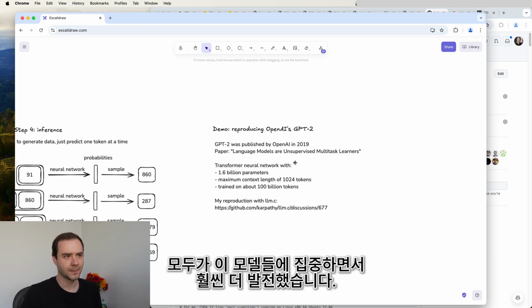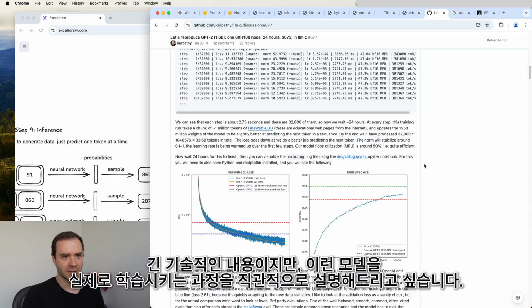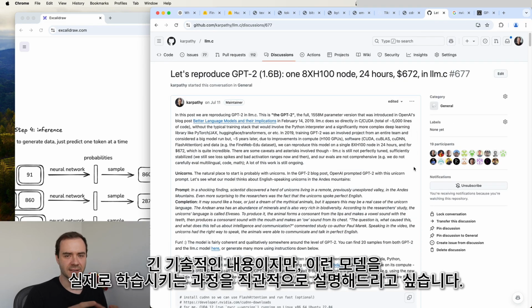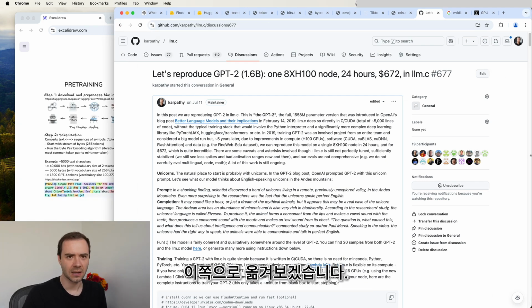Now, I'm not going to be able to go into the full detail of this GPT-2 reproduction, and this is a long technical post, but I would like to still give you an intuitive sense for what it looks like to actually train one of these models as a researcher. Like, what are you looking at and what does it look like? What does it feel like? So let me give you a sense of that a little bit. Okay, so this is what it looks like.